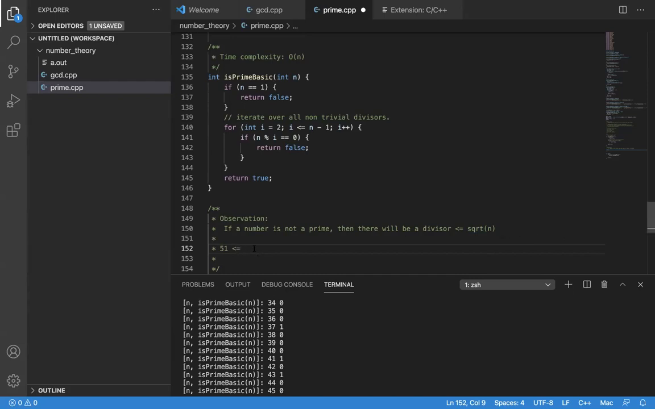So it is 7. So you'll always find a prime number which is less than 7. You can see 3 into 17. 51 is equal to 3 into 17. So 3 is one of the prime numbers which is less than square root of n.